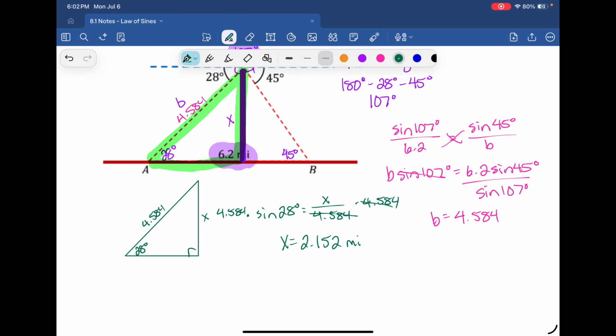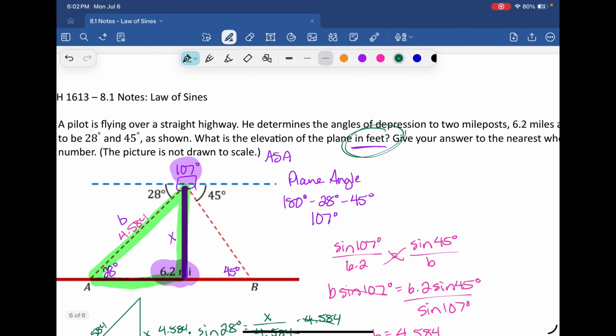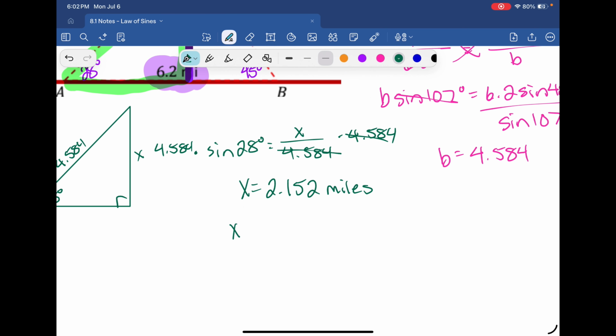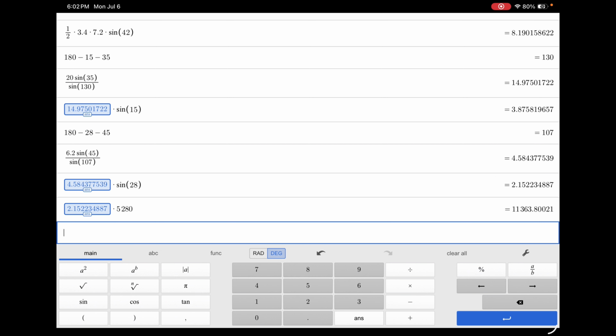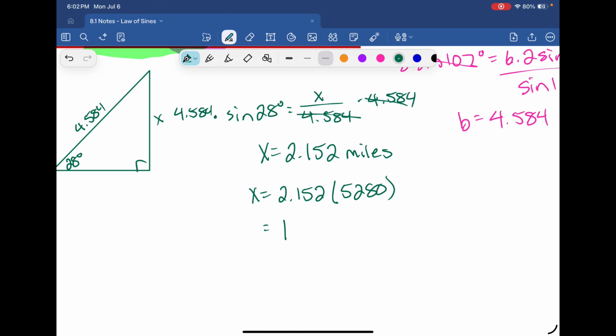That's in miles. And the answer is supposed to be in feet. So I'm going to take this 2.152 and multiply it by 5,280. That's the conversion for feet. Previous answer times 5,280. So 11,363.8 feet. Make that actually look like a comma. Come on. And there we go.